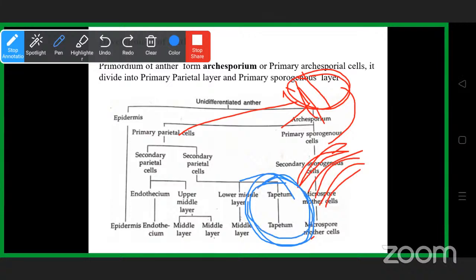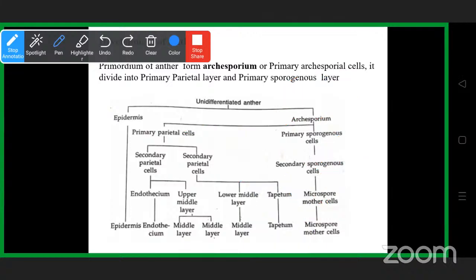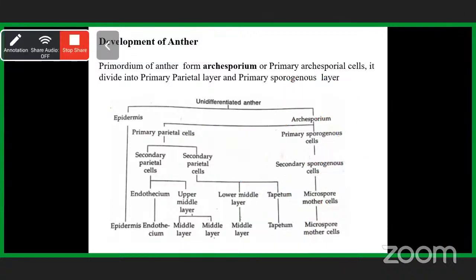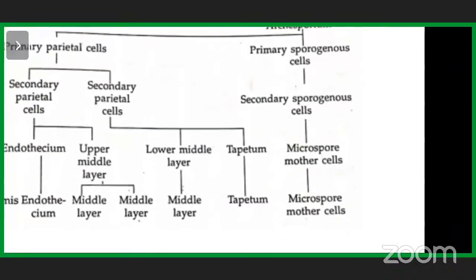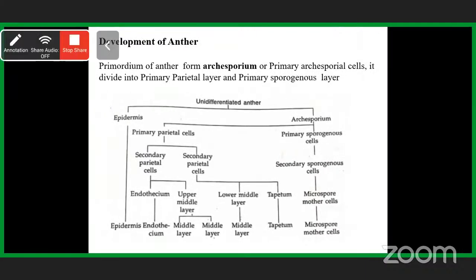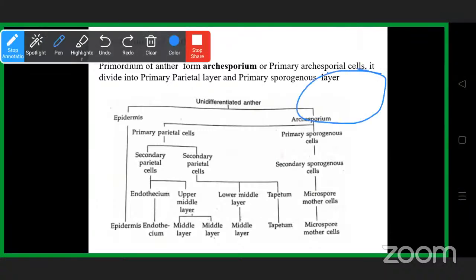And next, what is there in the inner cells? That we call the primary sporogenous cell. The primary sporogenous cell will become the secondary sporogenous cell. The secondary sporogenous cell will become the microspore mother cell, which will become the microspores.